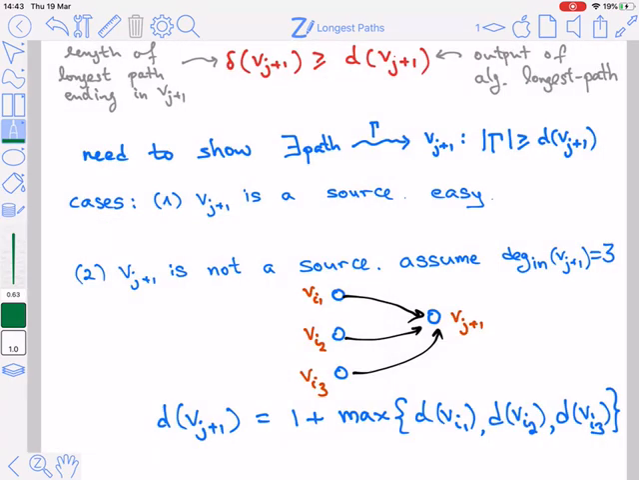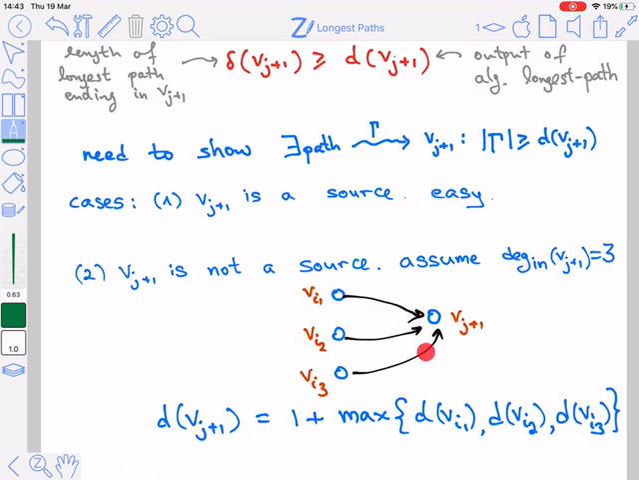In the first part, we need to show there exists a path gamma that ends in vj plus 1, whose length is greater than or equal to d of vj plus 1. The first case, vj plus 1 is a source. This is easy, as I pointed out in the induction basis. So let's assume now that vj plus 1 is not a source. And for simplicity, let's assume that its in-degree is in fact 3. It could be any number, and the proof would also work with any number. But to make the proof clear, let's assume that the in-degree is 3. So this is vj plus 1.